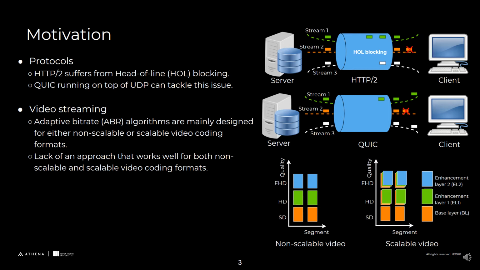For example, in the left bottom figure, we see that for non-scalable video, the client would download one file to achieve the HD quality. However, for scalable video, to have an HD quality, the client needs to download one base layer and one enhancement layer. These features of scalable video can reduce content redundancy, and because the enhancement layers are downloaded separately, the client can adapt faster to the fluctuation of the bandwidth.